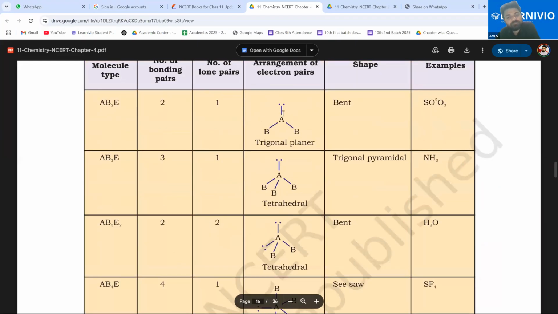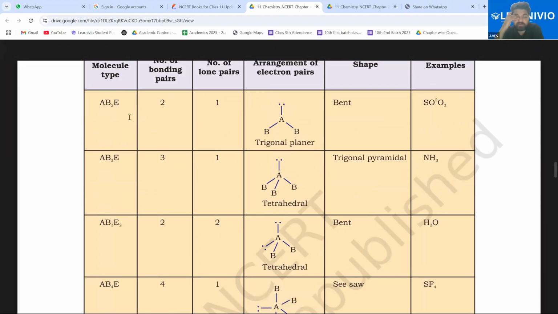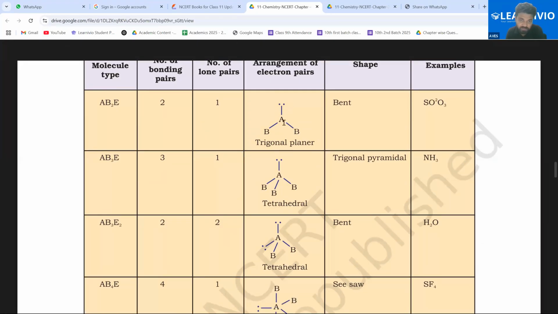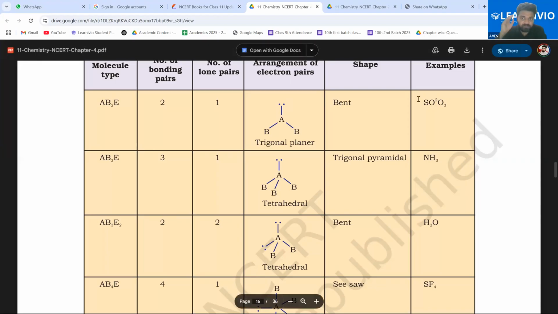The shape is this one, okay? Imagine this is AB3, and AB2E means AB3 with E in place of one B. The shape of AB3 is trigonal planar, okay? So this E will come in place of one B. If this were AB3, a B would come here next, but now it is E, and do not imagine that an atom is there. So the shape will be bent shape, okay?